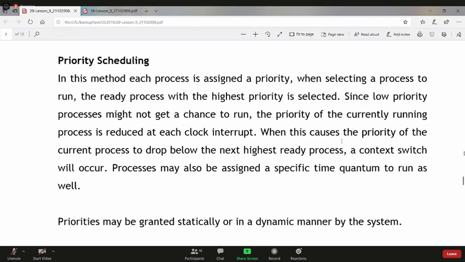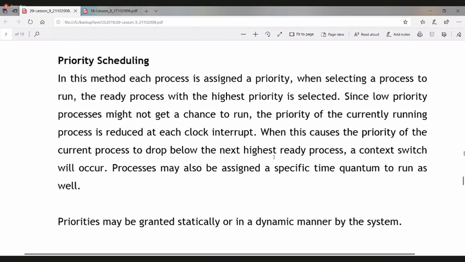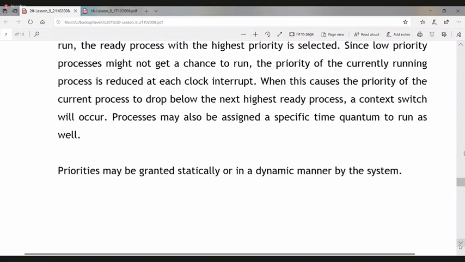When this causes the priority of the current process to drop below the next highest ready process, the context switch will occur. A process may also be assigned a specific time quantum to run. So for the clock time you also give the quantum. Priorities may be granted statically or in a dynamic manner by the system. While executing, you can also change the priority.